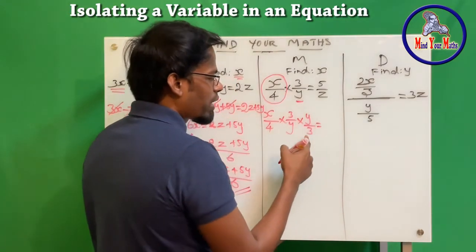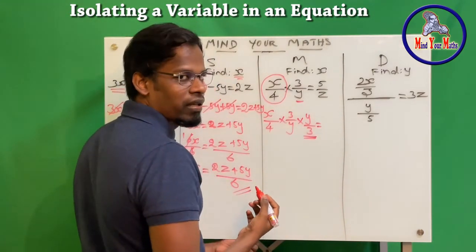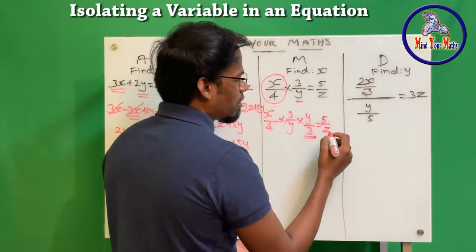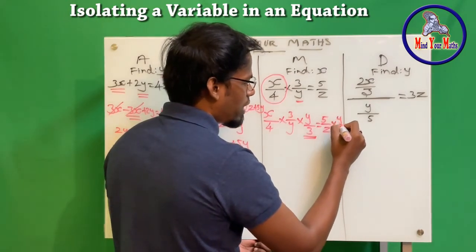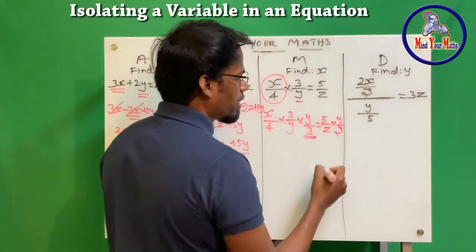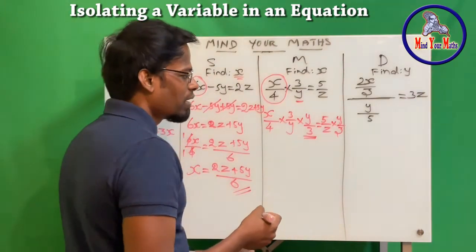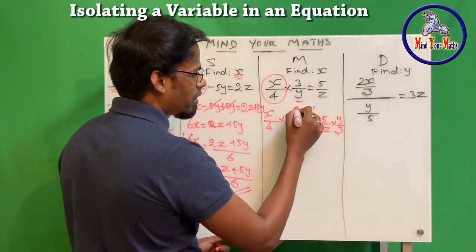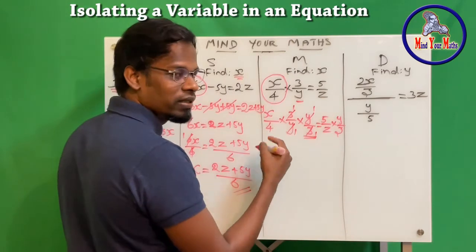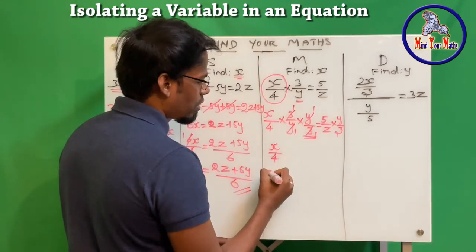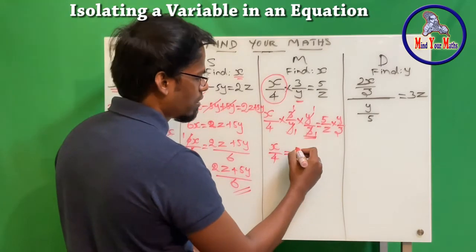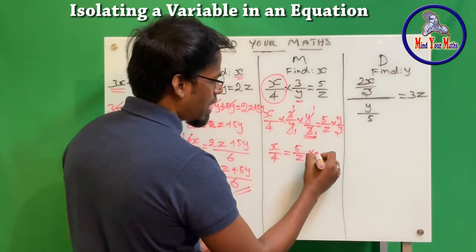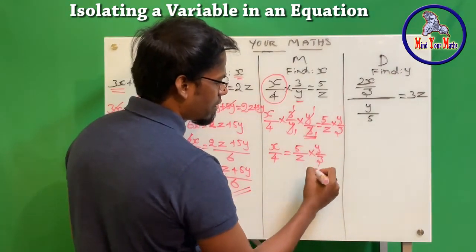Okay, so now because we are multiplying on the left side using y by 3, we should multiply on the right side as well. 5 over z times y over 3. Yes, that's right. Now 1 times y is y, and then here 1 times 3 is 3, and then 1 times 3 is 3. So you're left with what? x by 4, only this one, equals 5 by z times what? y by 3.